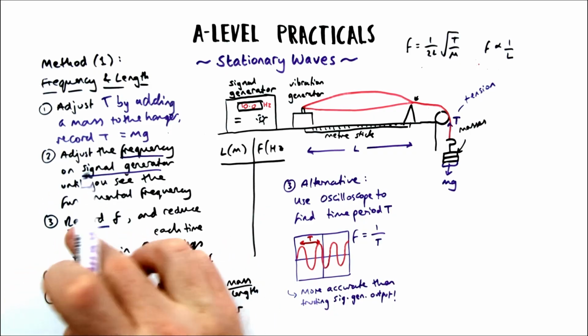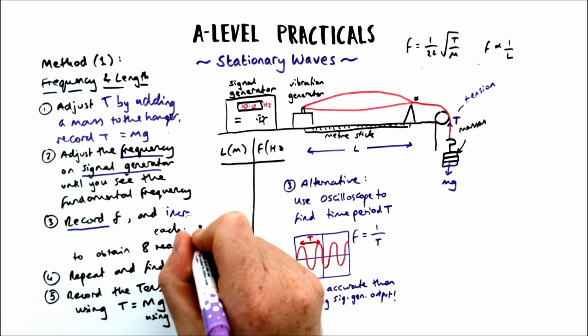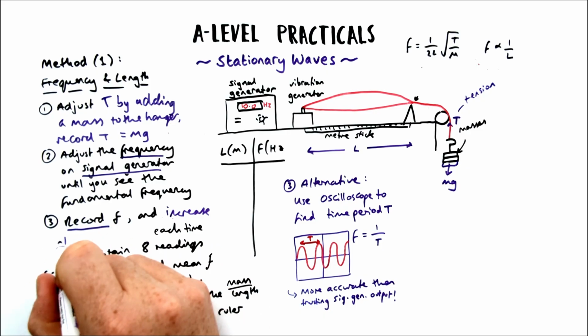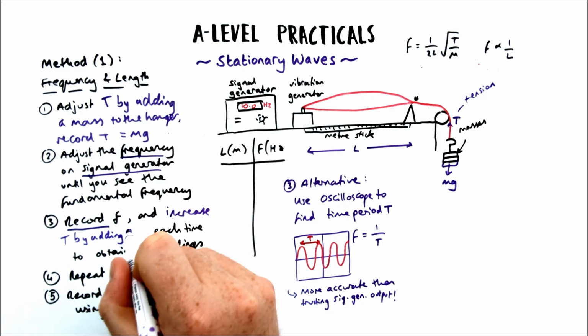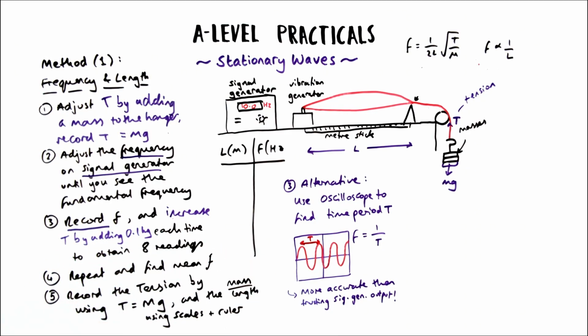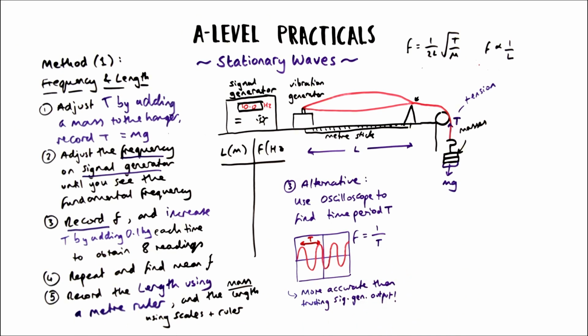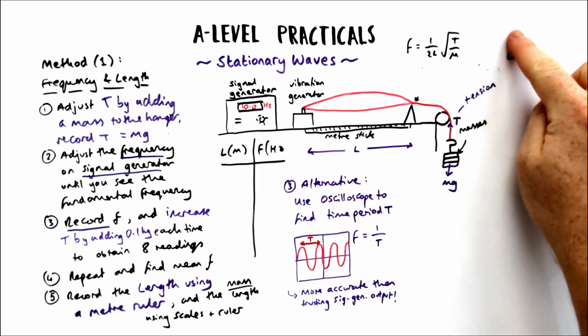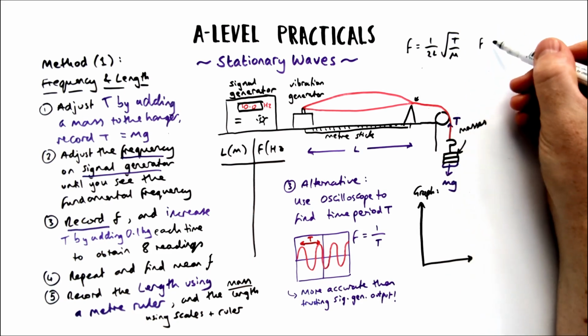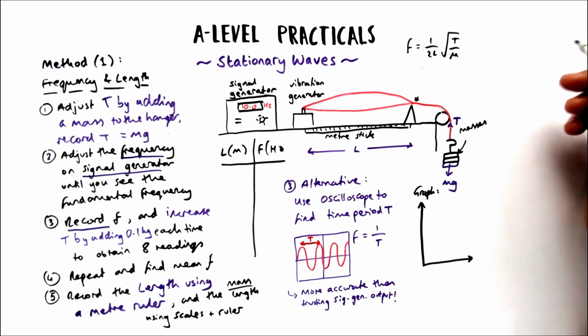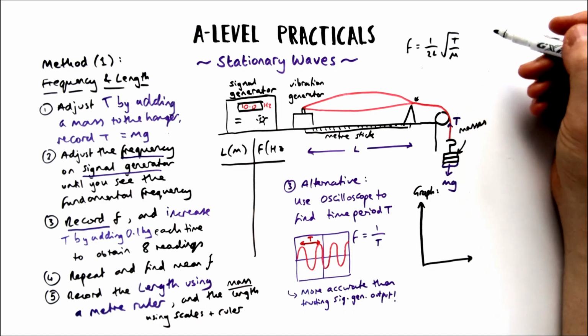We need to adjust the frequency on the signal generator to when we see the first harmonic appear, and we're going to record f and then increase the tension by adding 100 grams or 0.1 kilograms each time to attain at least 8 readings to plot a graph. Then this time, the things that are constant are the length and the mass per unit length. So we're going to measure those just to make sure we know what they are so we can compare the values measured later.